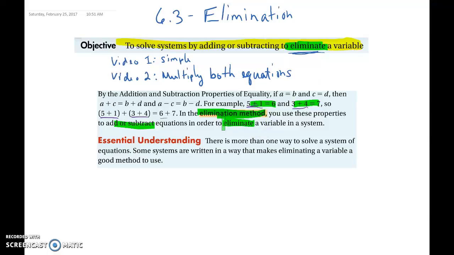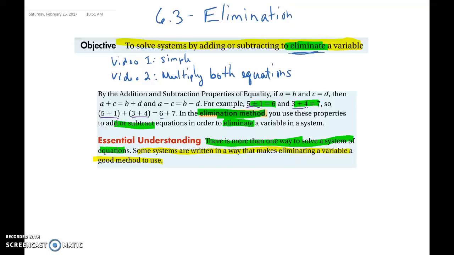All right, just like we said in the last video, there's more than one way to solve a system of equations. We've learned two, and this will be our third method. And we will discuss this in class. Some systems are written in ways that make eliminating a variable a good method to use. Some of them are written in a way that substitution will be a good method. And we'll talk about when you should use each one.